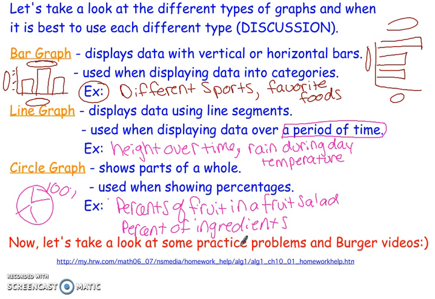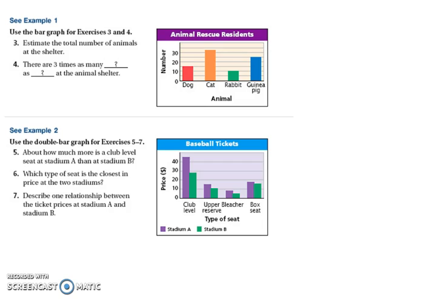Now we're going to take a look at some practice problems. We're not going to be doing any burger videos. I just have some here. So see example 1, which is right here. Use the bar graph for exercises 3 and 4. Estimate the total number of animals at the shelter. If you notice, this is technically a scale of 5. 5, 10, 15, 20, 25, 30, 35, 40.